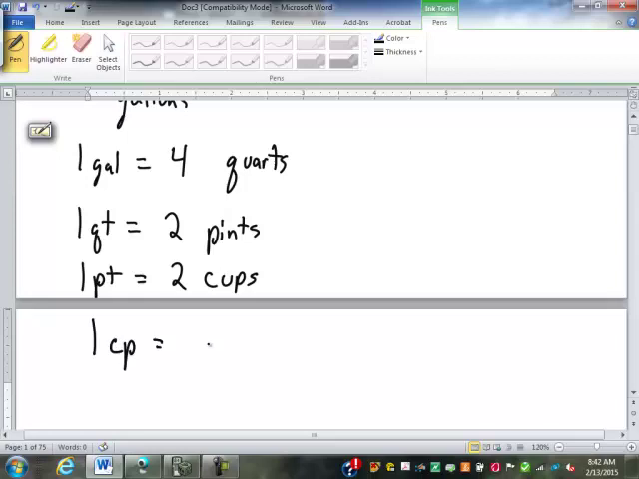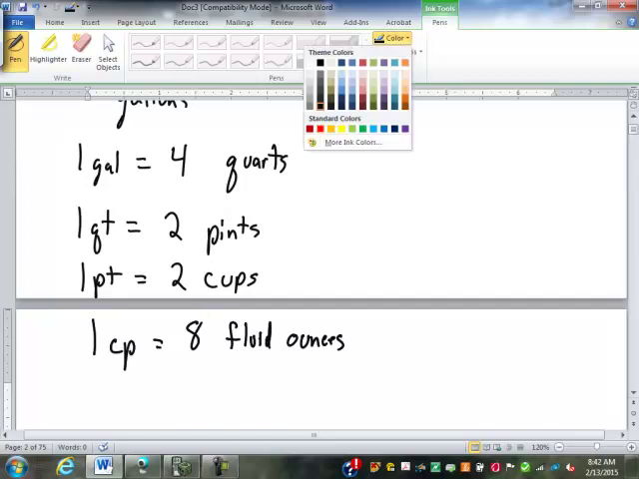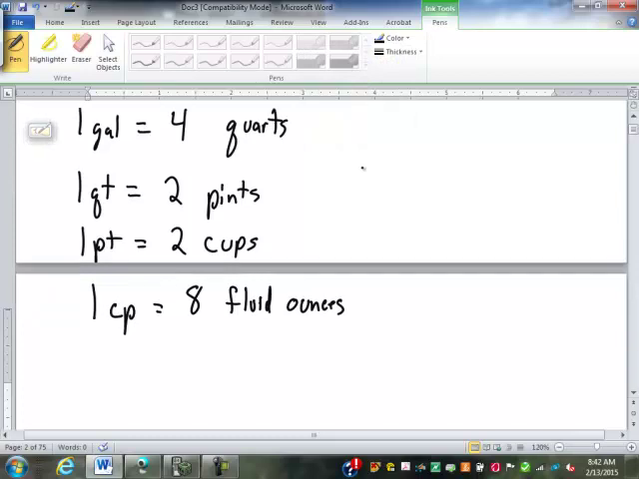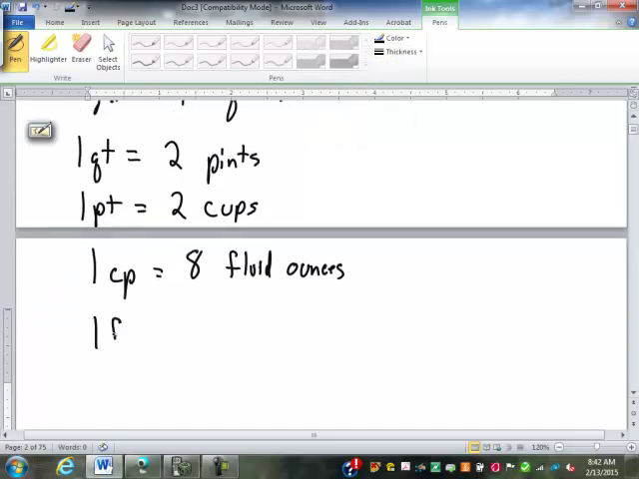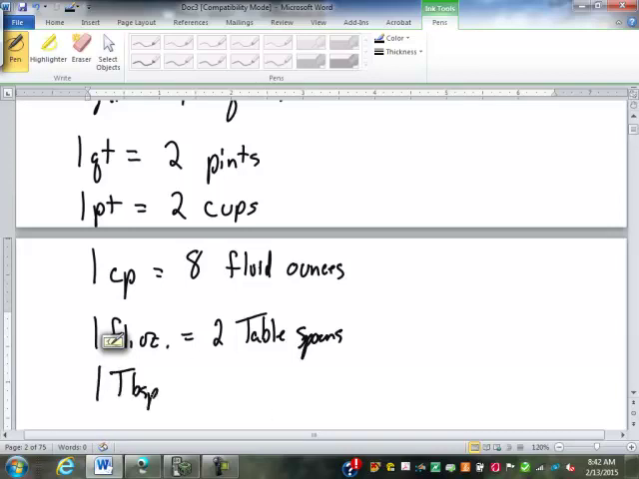Smaller than a cup, we have fluid ounces. 1 cup is 8 fluid ounces. As we go smaller from there, 1 fluid ounce is 2 tablespoons. Smaller than a tablespoon, teaspoon. Very good. Anybody know how many teaspoons?